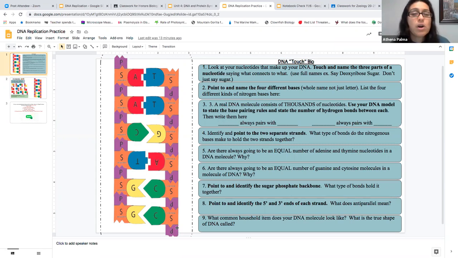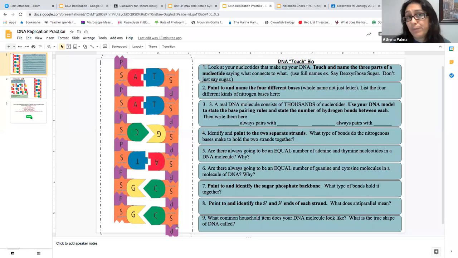Then I will ask you, what is the true shape of DNA called? Here it looks like a ladder in our model, but remember we have that spiral staircase or twisted ladder. That is a double helix. So the true shape of DNA is a double helix.